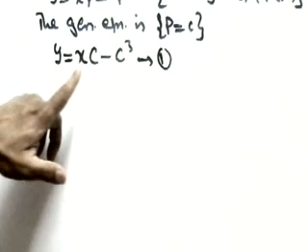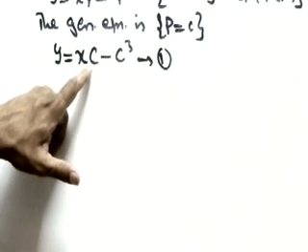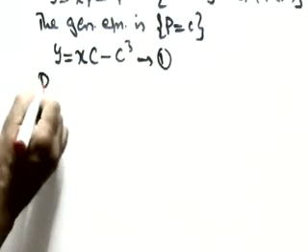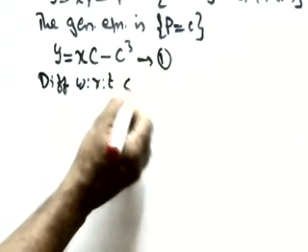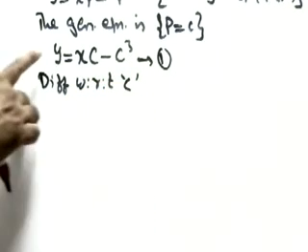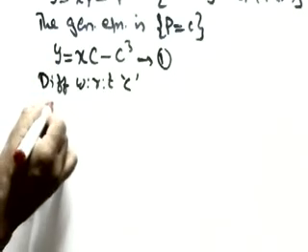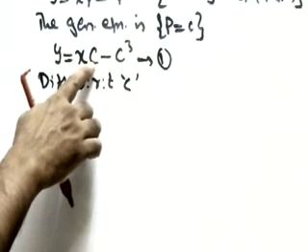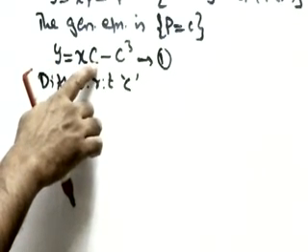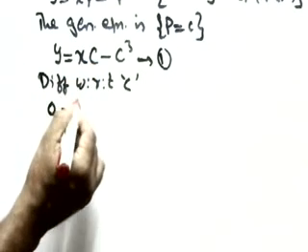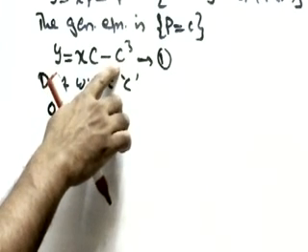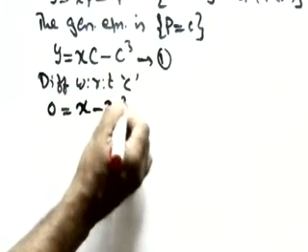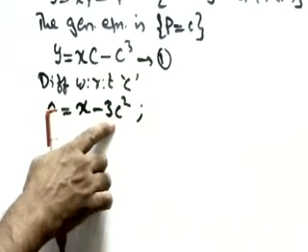Now we have to find the singular solution. For singular solutions, differentiate this with respect to c. Differentiate with respect to neither x nor y, but with respect to the constant c. Here we don't have constant c, so this will become 0, equals d by dc of c, which will be 1. Like d by dx of x is 1, so d by dc of c will be 1, so 1 into x, minus. In the same way, d by dx of x cube is 3x square, so this will be 3c square.